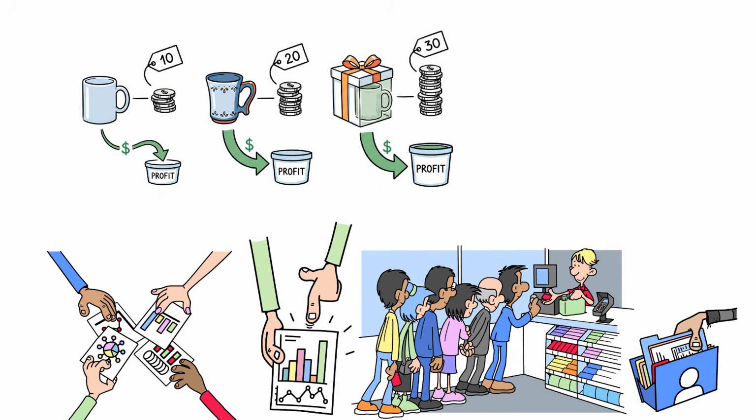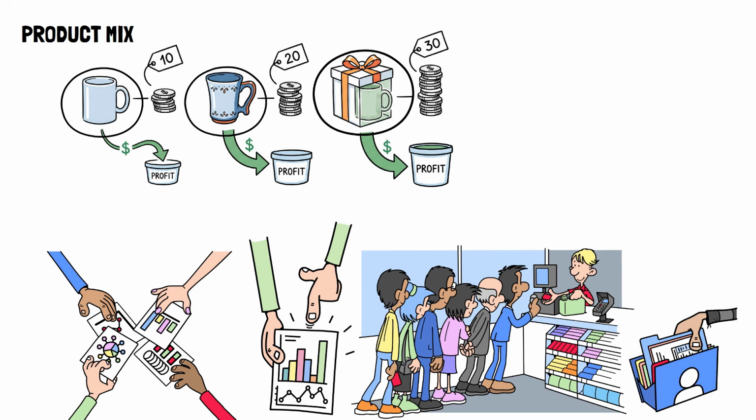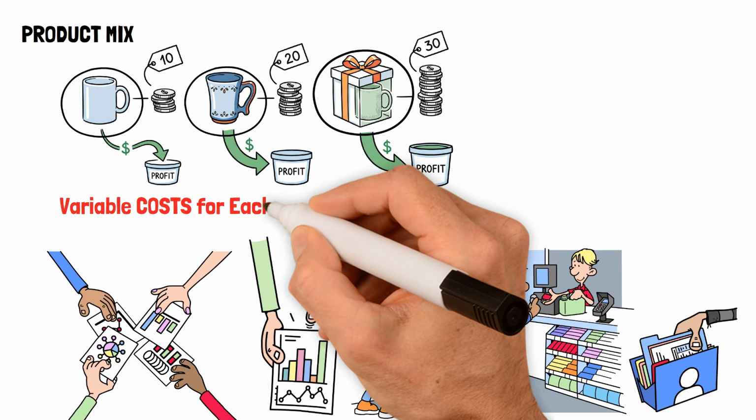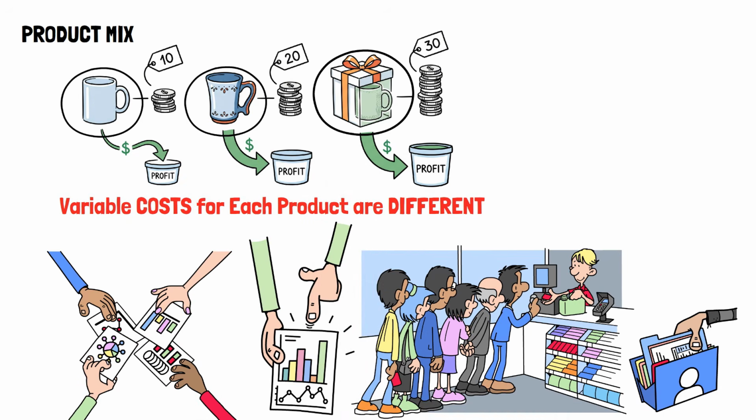Another important factor many business owners overlook is product mix. Not every product generates the same profit margin. Imagine your coffee mug company sells 3 different types of mugs. A basic mug sells for $10, a premium mug sells for $20, and a custom corporate gift mug sells for $30. The variable costs for each product are different, which means the contribution margin is different as well.